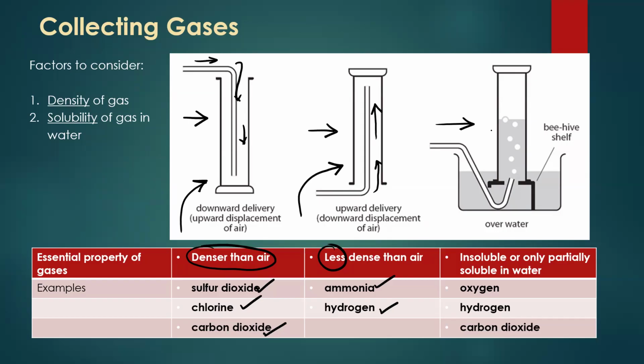And you can use this apparatus, this inverted measuring cylinder on the water bath, if the gas is insoluble or partially soluble in water. Because if the gas is soluble in water, then it will dissolve in water and you will not be able to collect it. So for example, you have oxygen, hydrogen, and carbon dioxide.